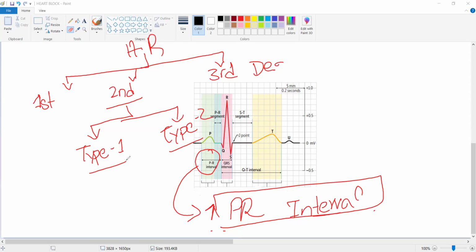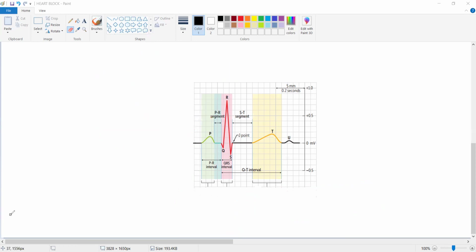So I'm going to change the slide, because heart blocks are important from the point of view of the ECG. So we will discuss the main ECG, right? So heart blocks. Okay. Heart blocks.